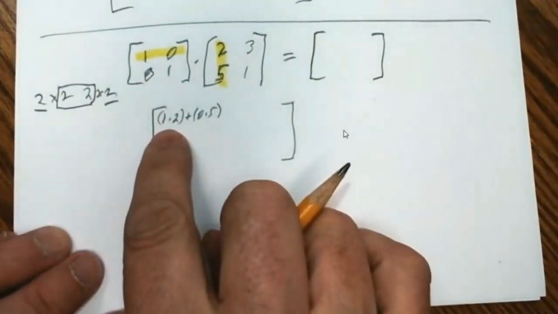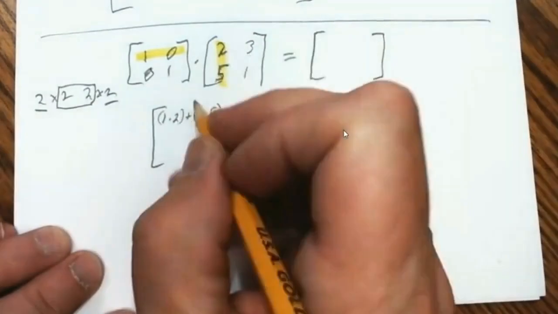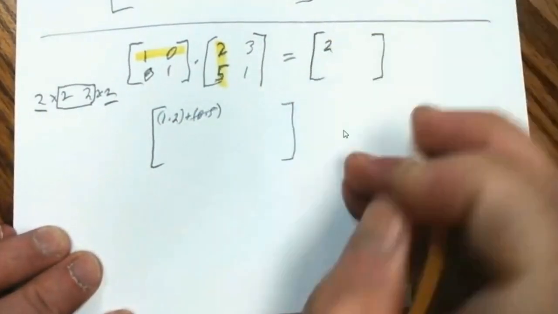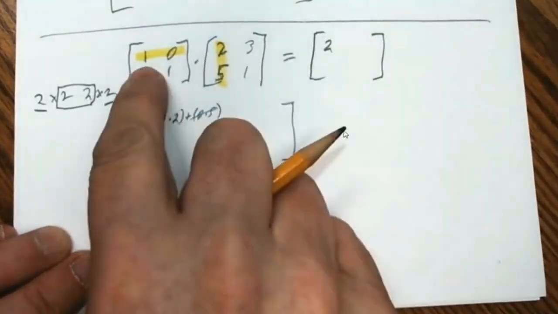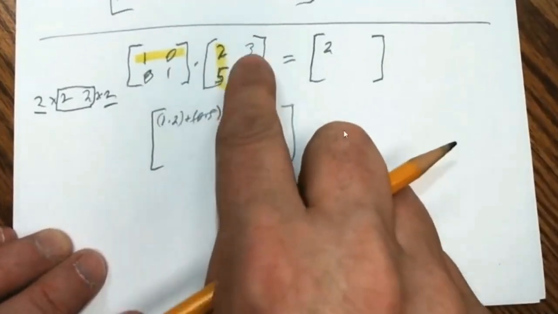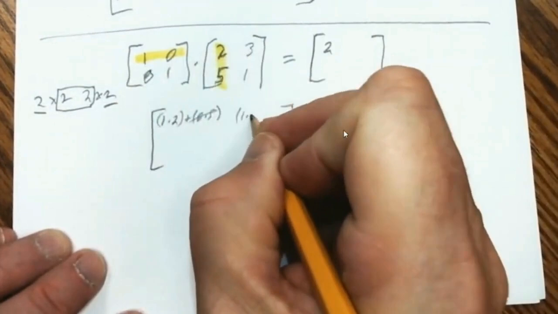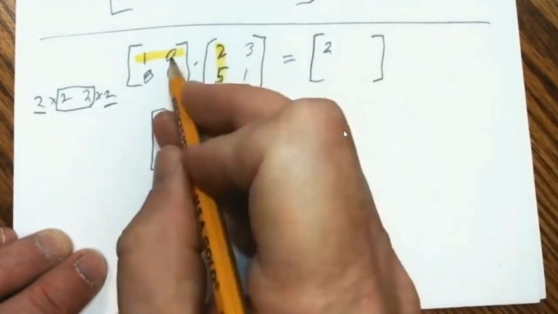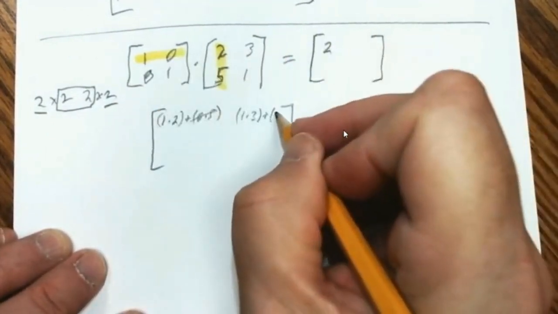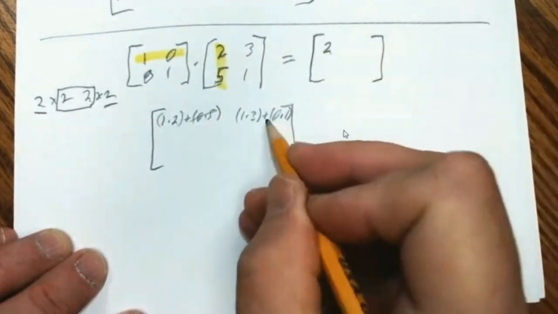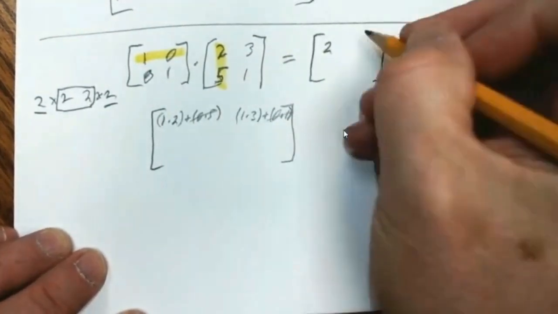1 times 2 is 2. 0 times 5 is 0. So this is just a 2. Now let's do the first row times the second column. 1 times 3 plus 0 times 1. That's just 0. 1 times 3 is 3.